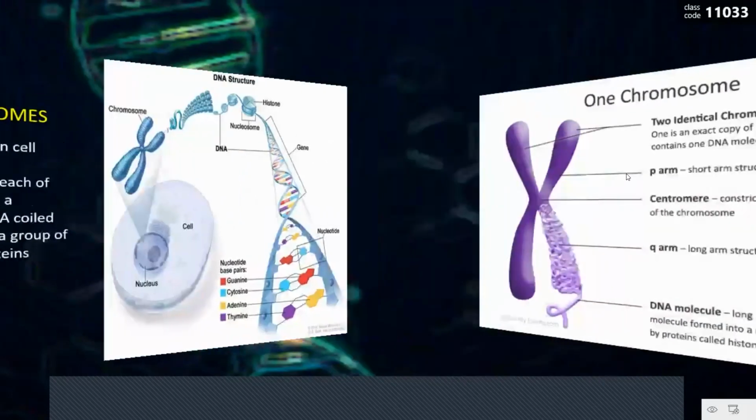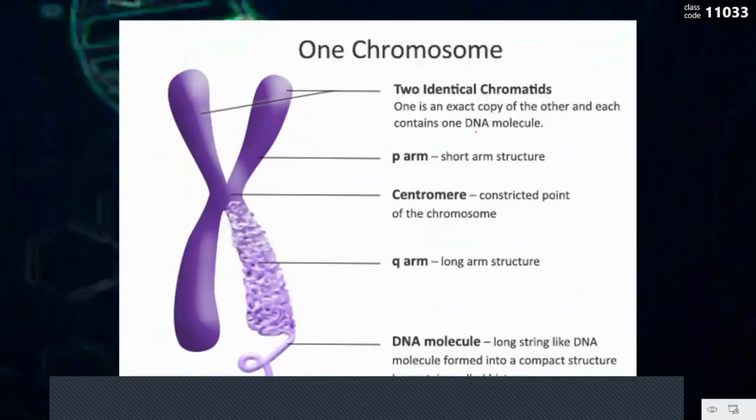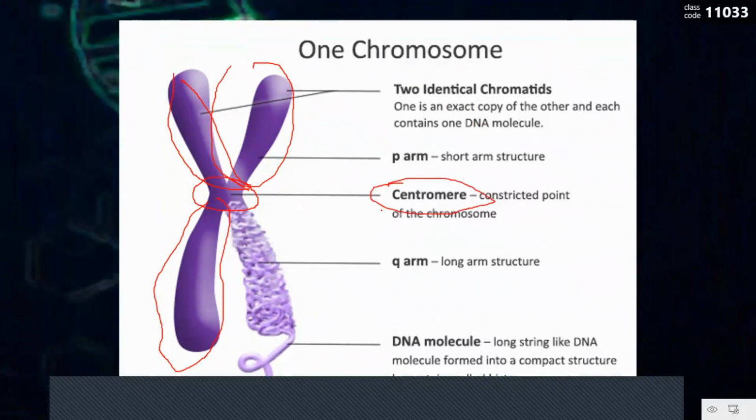So chromosomes have different portions. They have 2 identical chromatids, and these portions, the short arm structure, we call that as the P arm. The long arm structure is the Q arm. The portion where they are constricted or they meet together, we call that as the centromere.